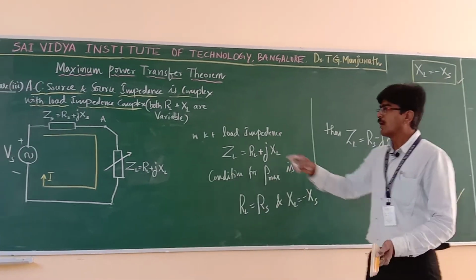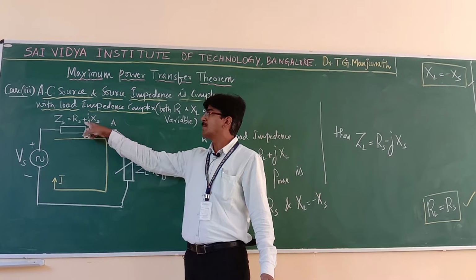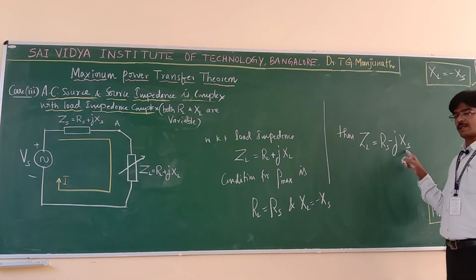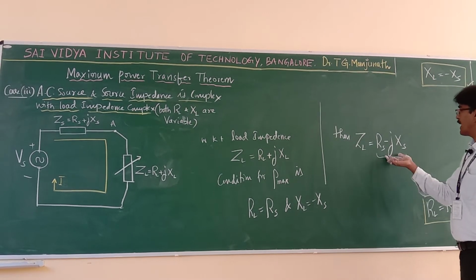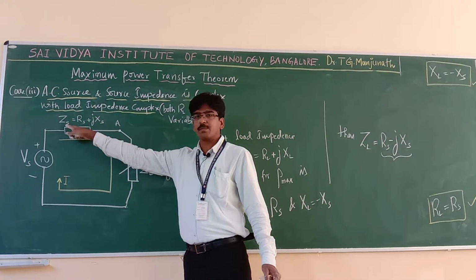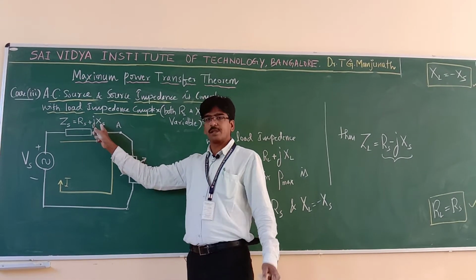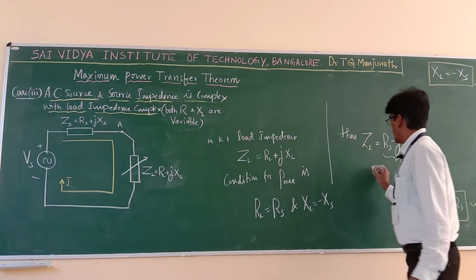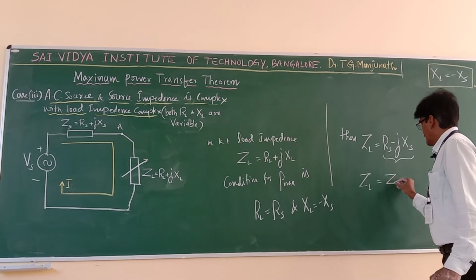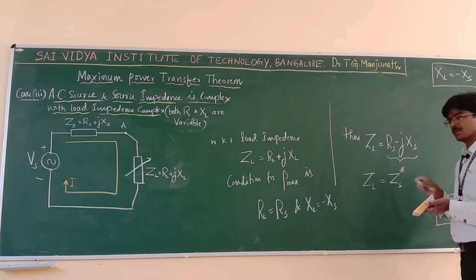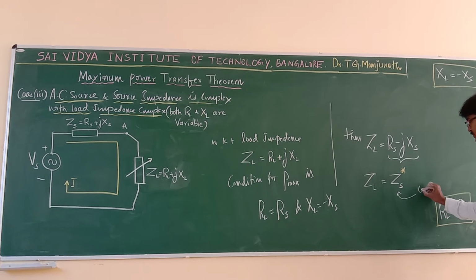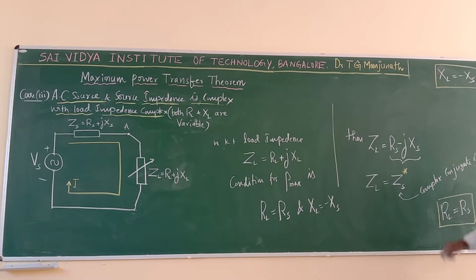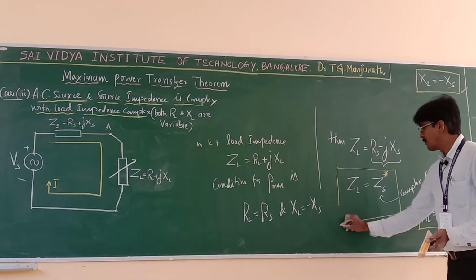So, what does it mean? Our source impedance is RS plus JXS, but we have to replace the load impedance by RS minus JXS. Therefore, I can write this as the complex conjugate of source impedance. Source impedance is RS plus JXS. We want RS minus JXS. Therefore, we have to take the conjugate of this. That's why I'll write here ZL should be equal to ZS conjugate. So, this represents complex conjugate of ZS. Okay. This is the condition for maximum power transfer.